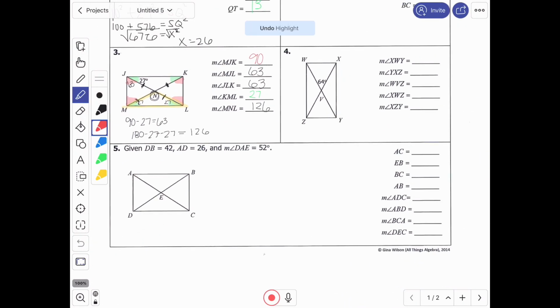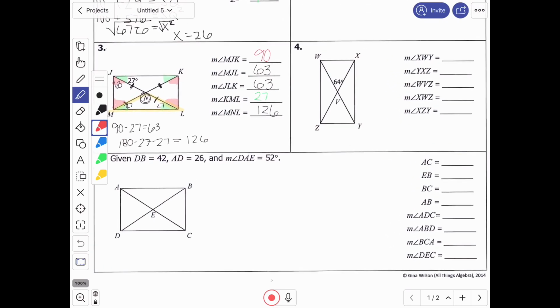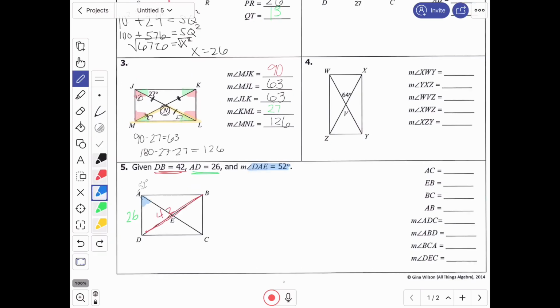If I look at number 5, I'm going to mark it up really fast, and then come back. So, alright, I think I have everything marked up. If I think about AC, that's the other diagonal. So I already know DB is one of the diagonals, so both of those have to be congruent. So AC is also 42.